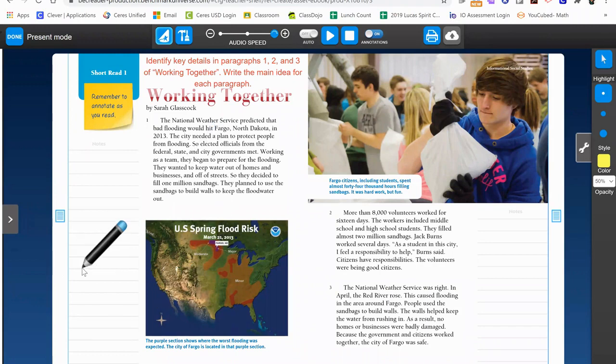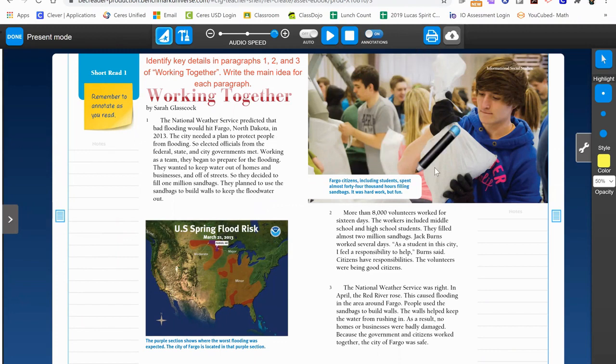And the first thing I'm going to do is skim through the story. By skimming, I mean just taking a look at the title, which is Working Together. I'm going to take a look at the photographs. I see this map of the United States, and then I'm going to read the caption. It says, the purple section shows where the worst flooding was expected. The city of Fargo is located in that purple section. So I know that this story has something to do with flooding and possibly a bad flooding that occurred in Fargo. Okay, so here's Fargo.